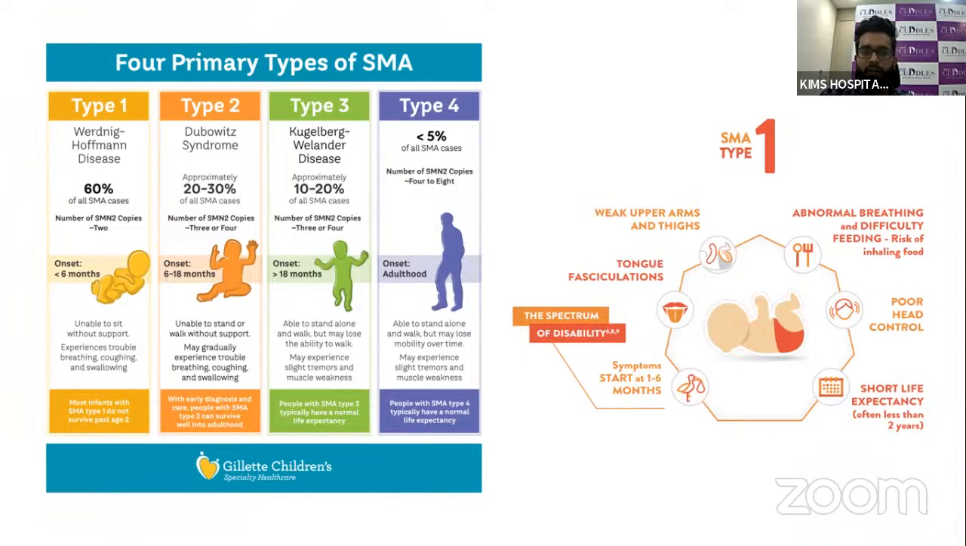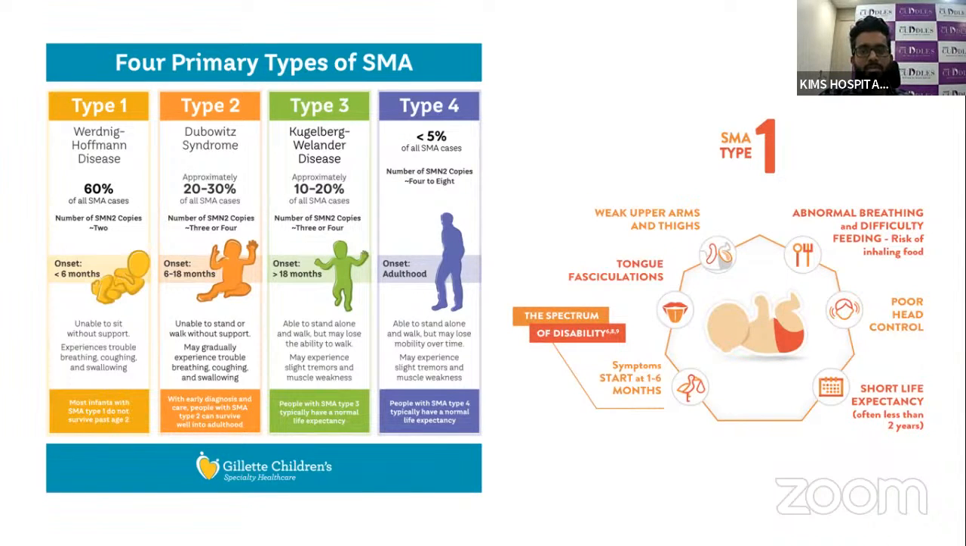Type 3 is Kugelberg-Melander, that is, they walk. They have a late onset after like 2 years, and type 4 is adult onset SMA. So for us, it's like the floppy infant, the type 1 and type 2 sometimes we see as one of the presentations of floppy infant. So they have other setups.